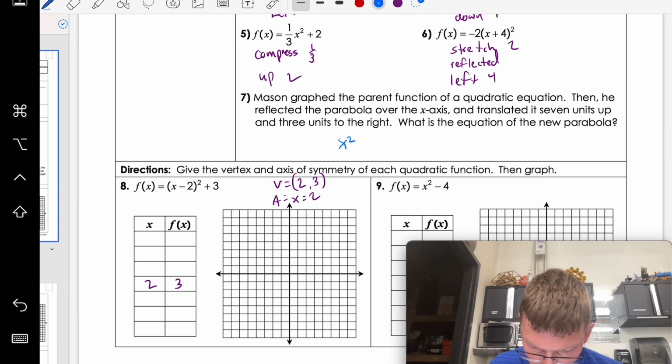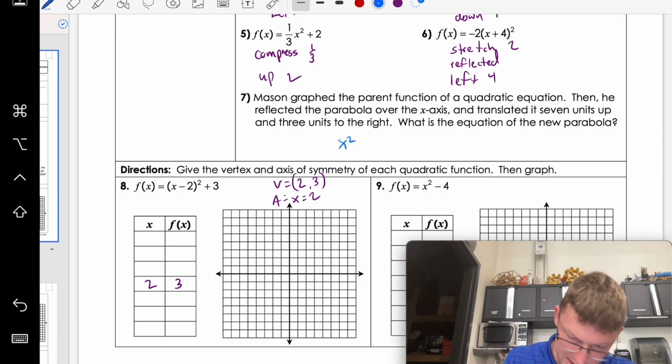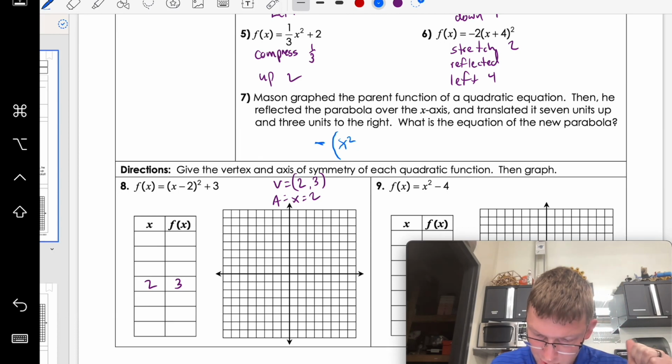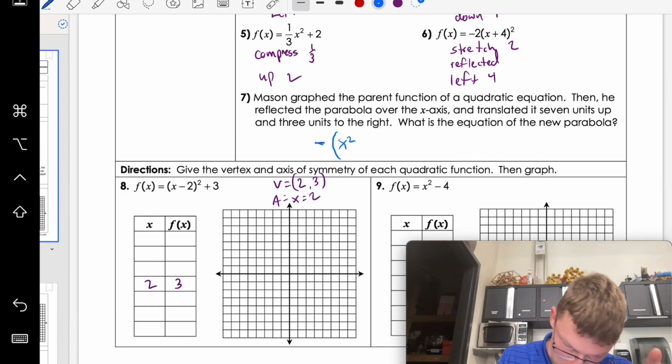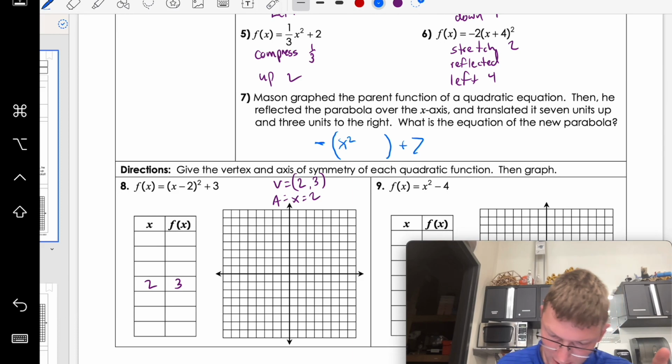So let's see here. Parent function. Then he reflected it over the x-axis, so that means that we're going to have a negative sign out here. Translated it 7 units up. So 7 units up would look like that, and 3 units to the right.